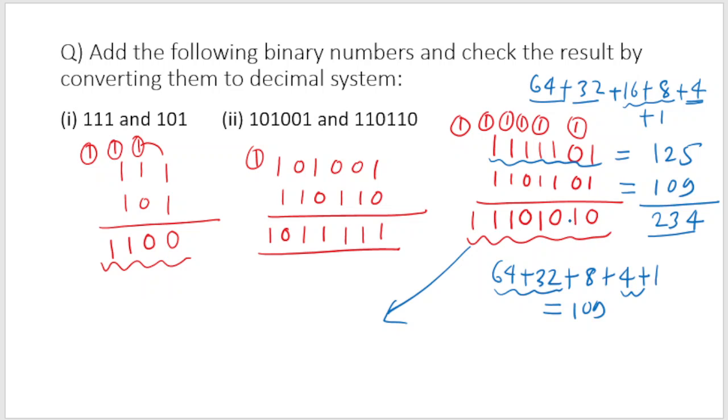So we have 1 2 3 4 5 6 7 8. So this 1 is coming in 8th place from the right, so it will be equivalent to 1 into 2 to the power 7. So 2 to the power 7, and then 2 to the power 6, and then 2 to the power 5, and then it will be 2 to the power 3, right? And then it will be 2 to the power 1. So how much are we getting?